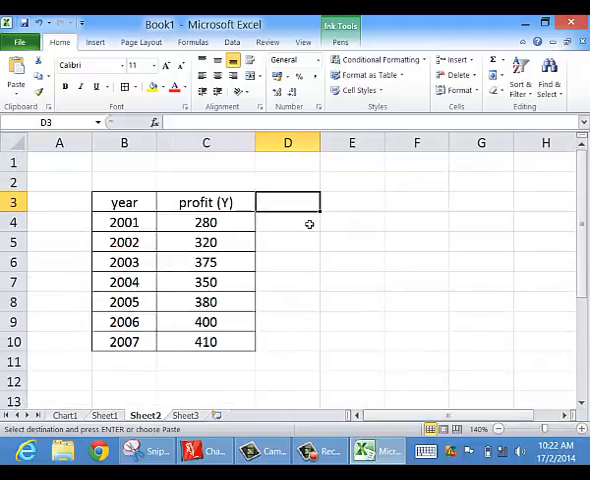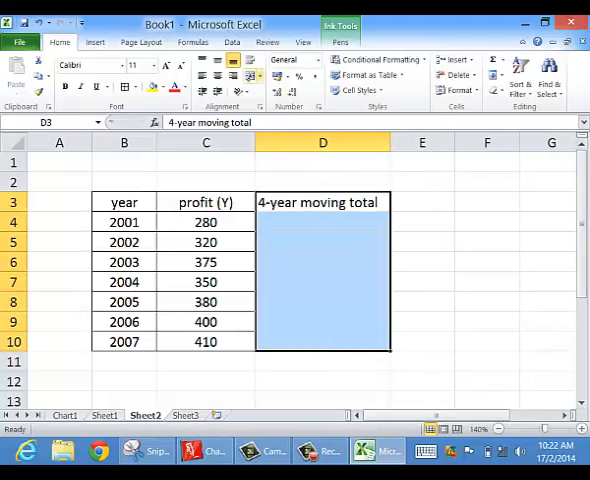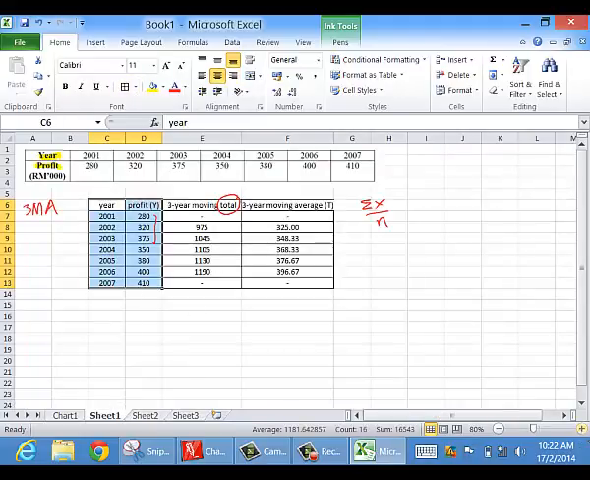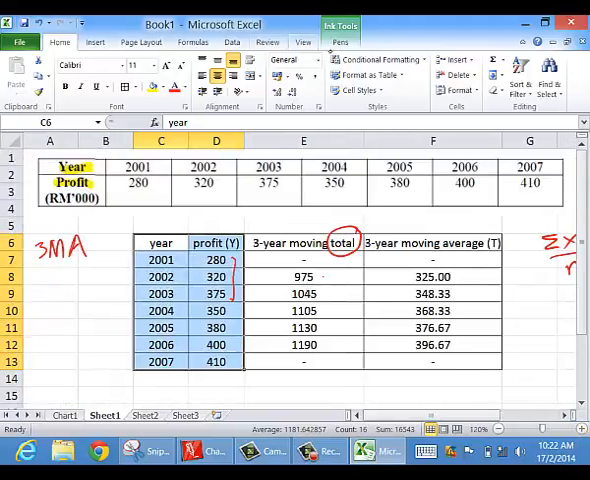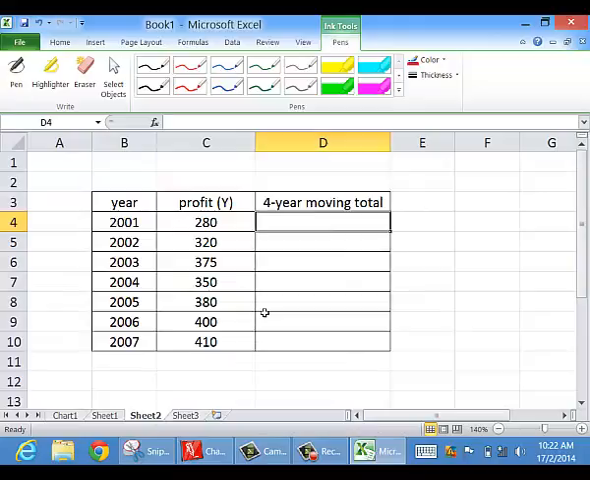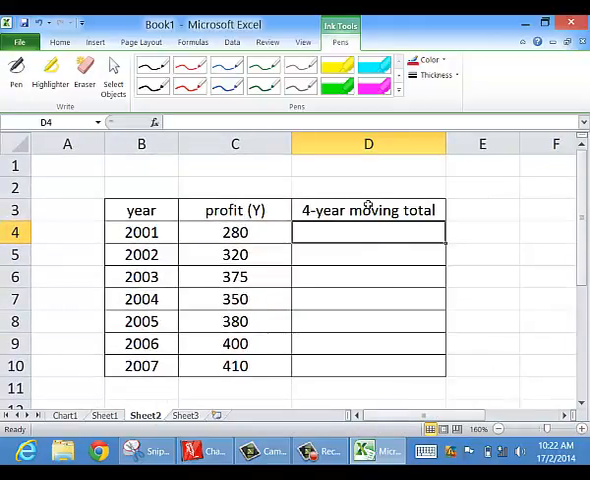Four-year moving average. First column, you need to add another column, 4-year moving total. Right, 4-year moving total. So notice tadi, kalau I letak 3-year moving average, I letak dekat mana? I ambil 3 value, I letak di tengah-tengah kan? Right, betul? So 4-year moving average benda yang sama juga, I letak di tengah-tengah. So this one for 4-year moving average, I take the 4 value, taking 4 value observation, I put it in the center. Boleh faham?